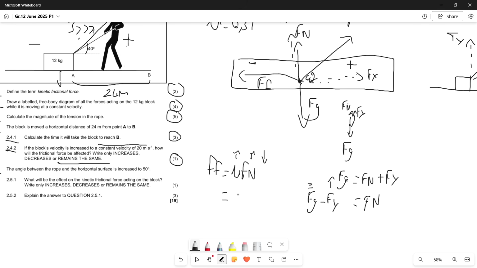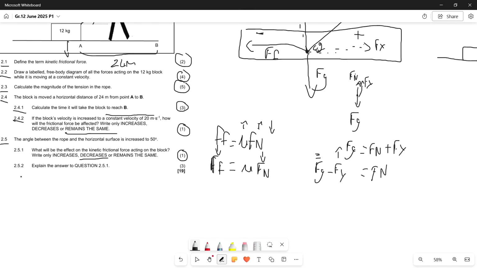So that means our Fn is decreasing. Our coefficient has not changed. The material that the surface is made of has not changed, but our Fn is going down. So if our Fn is going down because we increase the angle, the kinetic frictional force acting on the block will also go down because it is directly proportional to the Fn. So if Fn goes down, our frictional force goes down, and therefore our answer is decreases. And that'll earn us 1 mark over there, and that was the explanation for 2.5.2, which we'll just revise now, but explain the answer of question 2.5.1 for 3 marks, which means 3 bullet points.